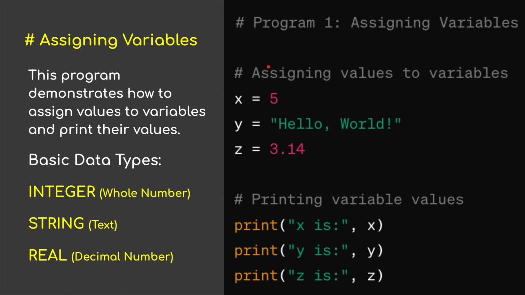Okay. Let's have a look at program 1, and I'm going to go into Python for this. Assigning variables. I've assigned a variable called x, a variable called y, and a variable called z. x has been given the value 5, y has been given a string value, hello world, and z has been given 3.14, pi, okay, a decimal number. Here we've got some basic data types. An integer is a whole number, okay, a string is a text value, a sentence, or just a word. Okay, and real is a decimal number, something with a decimal point. And we're going to print these out so you can see them.